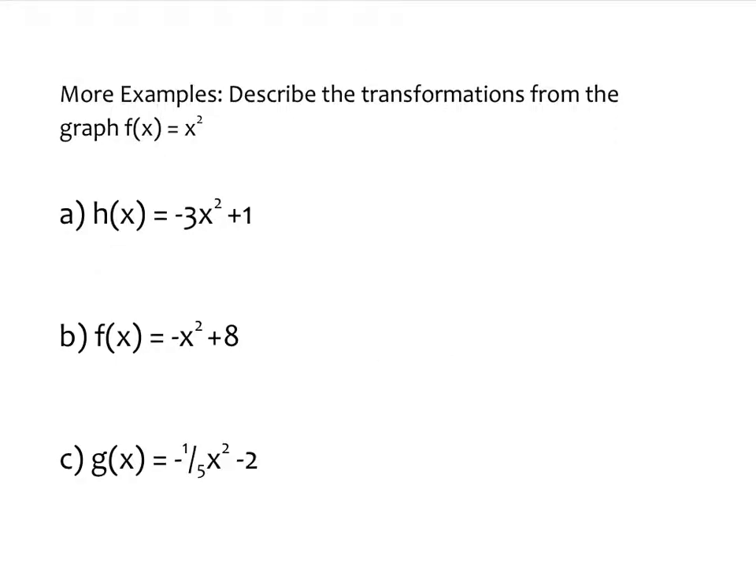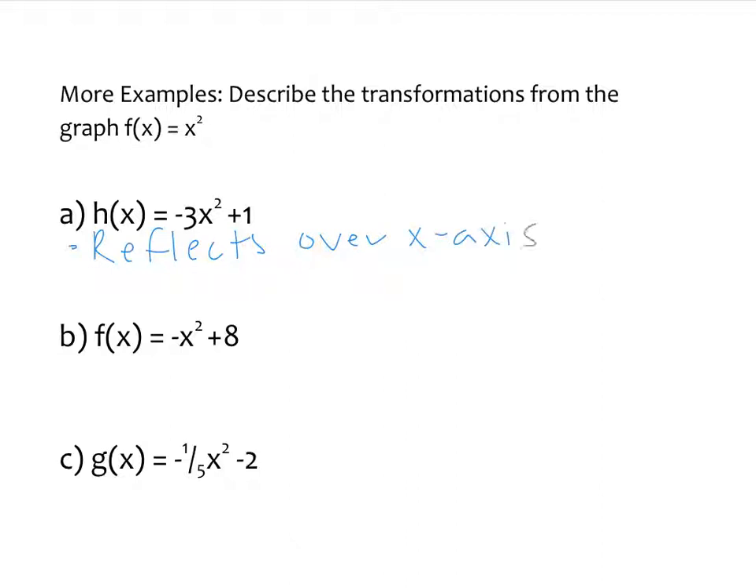And here are a few more examples to add to your notes, so please take a few minutes to describe the transformations from the parent graph of f of x equals x squared. All right, let's look at part A. H of x equals negative 3x squared plus 1. The negative in front means that we have a reflection over the x-axis, so reflects over x-axis.